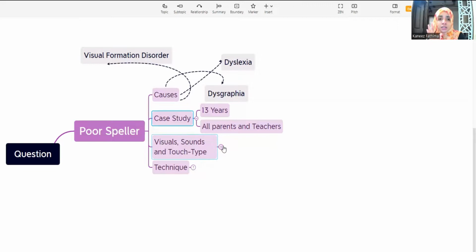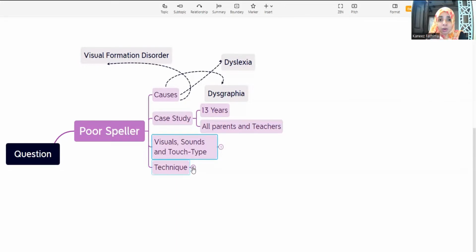Now, to learn spellings, one should have visuals, sounds, and a touch type feeling whenever he is trying to understand any concept. So in this technique, we are not going to use any kind of stationery. It is just the visuals, the sounds, and also the feeling of touch. That is what we are going to use here. So no stationery here.